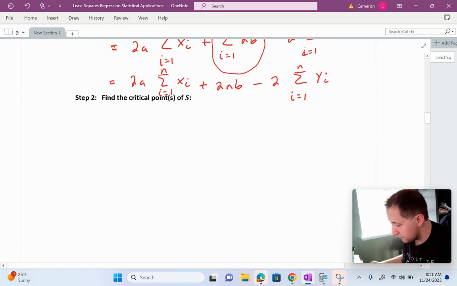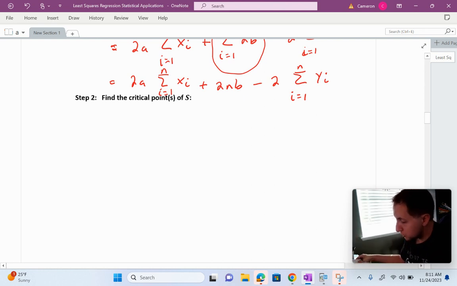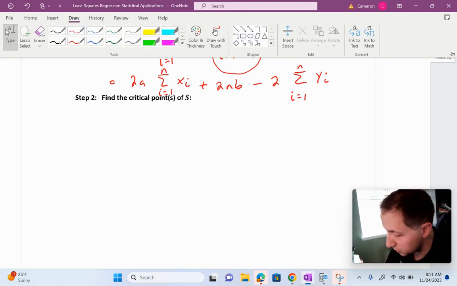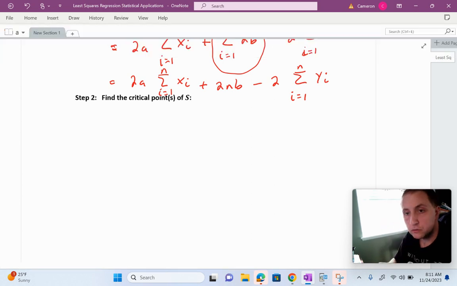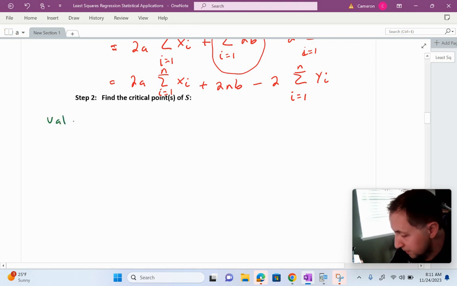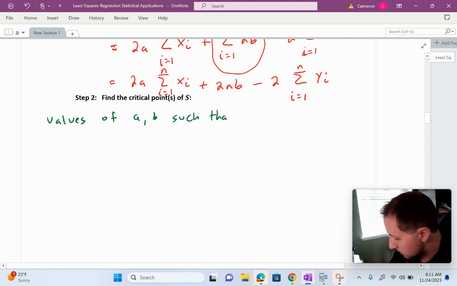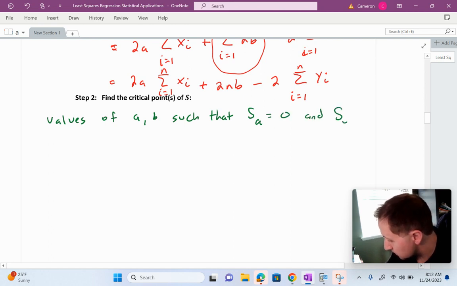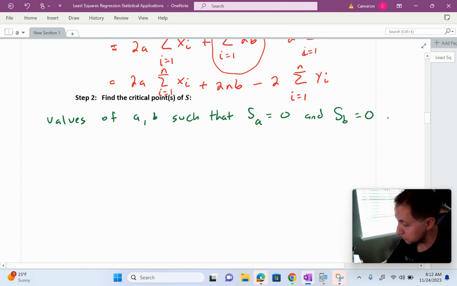Okay, pause there if you need to go back and take a look at anything before we move on to step 2. Okay, so step 2, we have the partials. Now we want to find the critical points. If you remember from our discussion in section 14.7, the critical points would be when those first partials are equal to 0. So my goal right now is I need to find values of a and b, that's that desired slope and y-intercept, such that s sub a equals 0 and s sub b is equal to 0. This is my goal. Haven't done it yet.